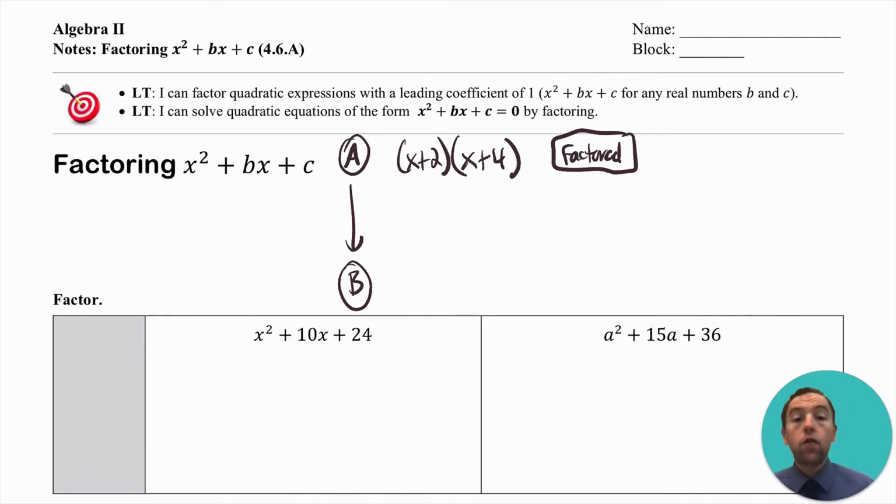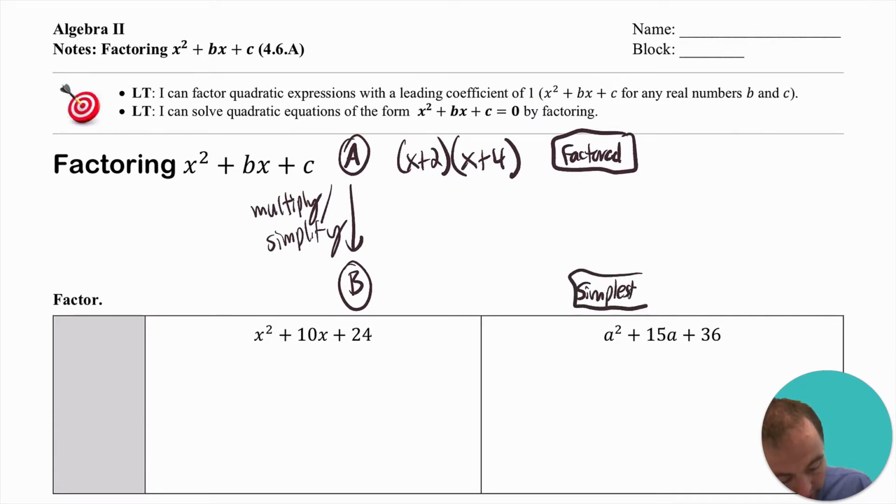Because to be factored means you write an expression as a product of factors. Here are a couple factors, x plus 2 and x plus 4. So what I'm going to do to go from point A to point B is multiply the factor x plus 2 with the factor x plus 4. In other words, this is going to expand the expression, also get it into a simplest form. So I will work my way to something that is in a simplified form once I get to point B.